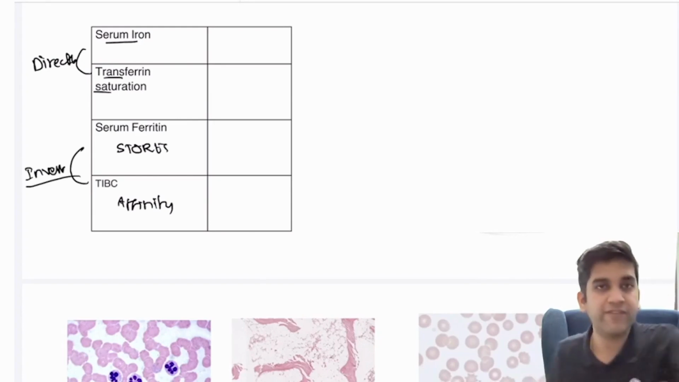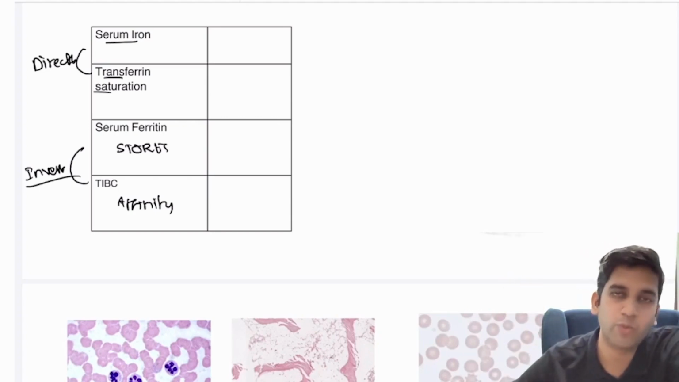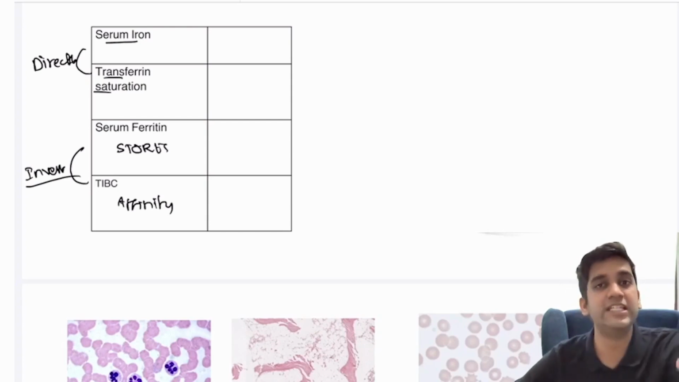Whenever iron stores are reduced, the affinity of TIBC will be high. Whenever iron stores are more, the affinity of TIBC will definitely be less, right? That's how the understanding goes. If you remember this inverse proportionality, it's very simple to extrapolate for any disease for that matter, right?